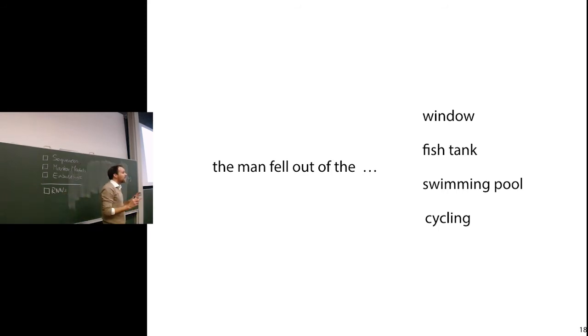Which is quite a complicated and deep function, deep probability distribution, right? It's not something simple. Like if I read a sentence like this, the man fell out of the something, then the man fell out of the cycling is just ungrammatical. Doesn't make any sense, even on a grammatical level. So that has a very, very low probability. You would almost never see something like that. The man fell out of the swimming pool is grammatical, but physically not really possible. I can't really conceive of what that would look like.